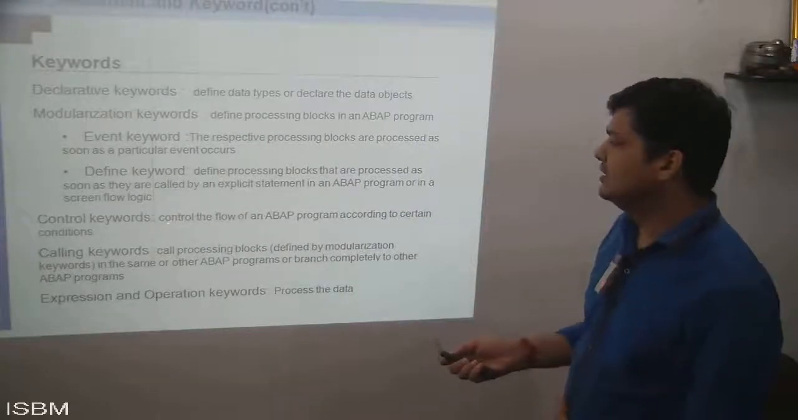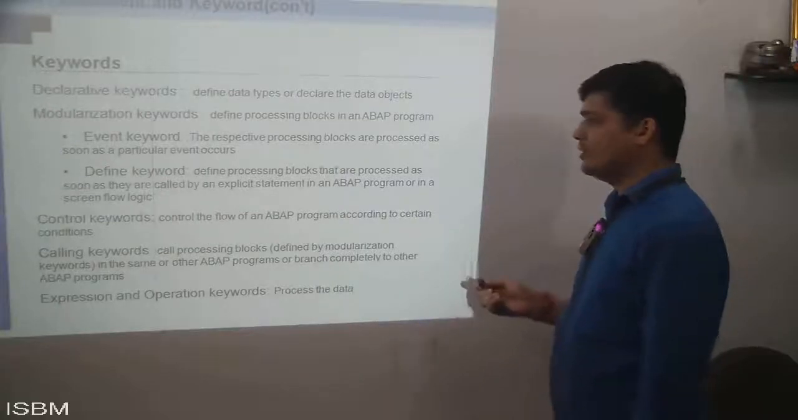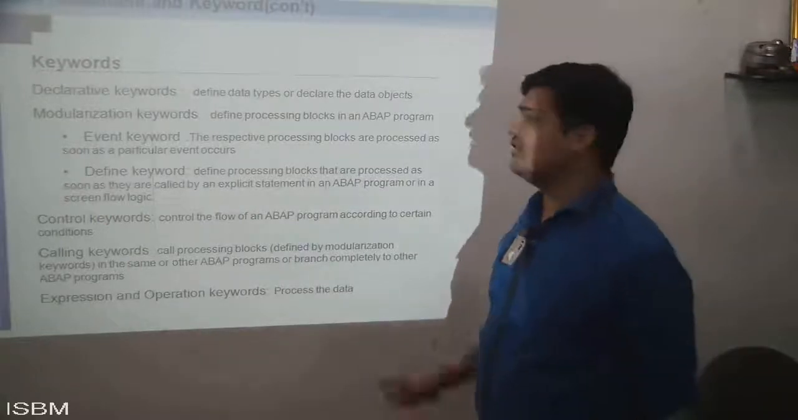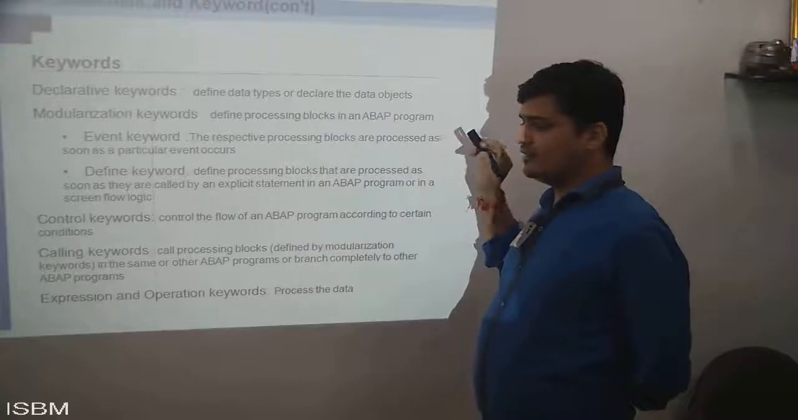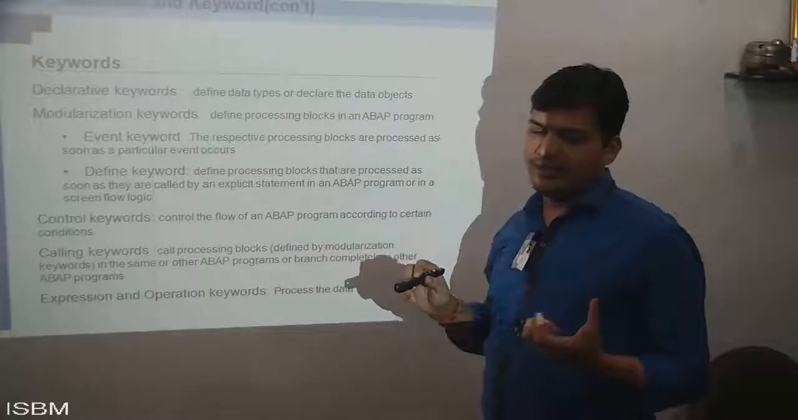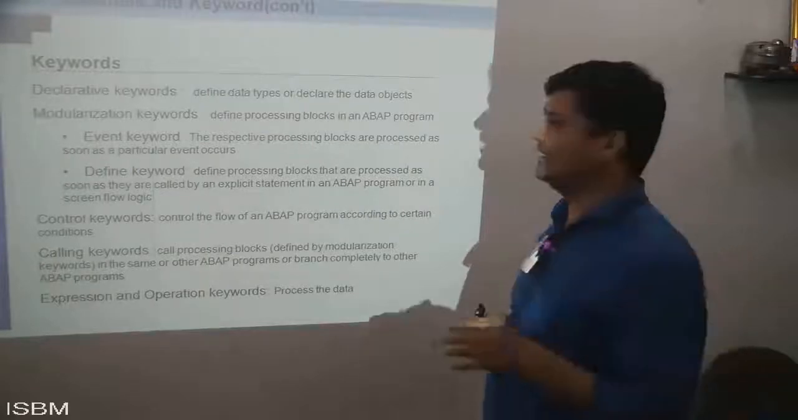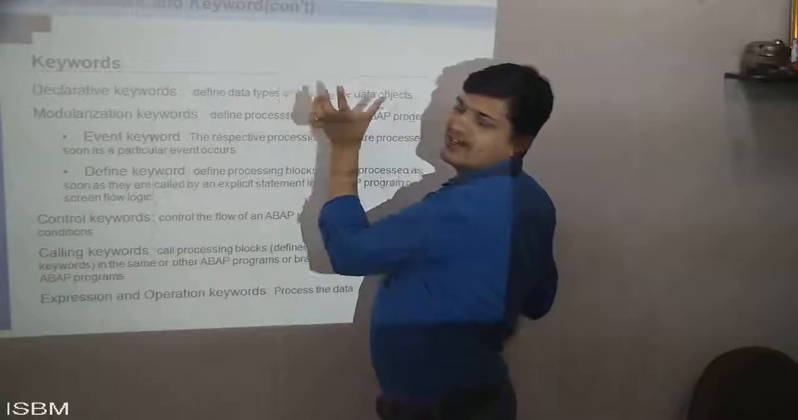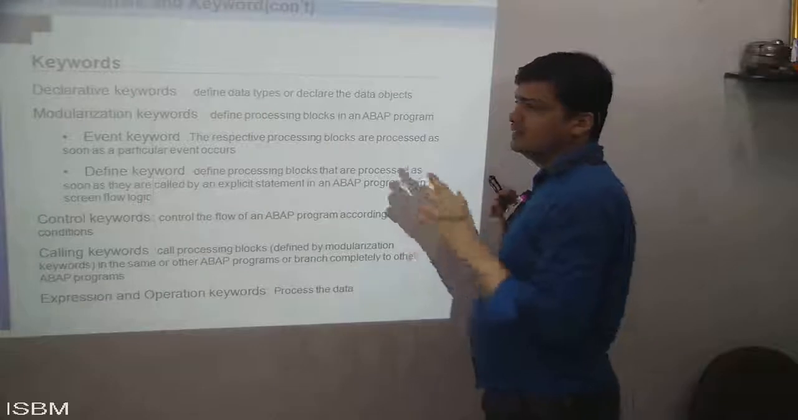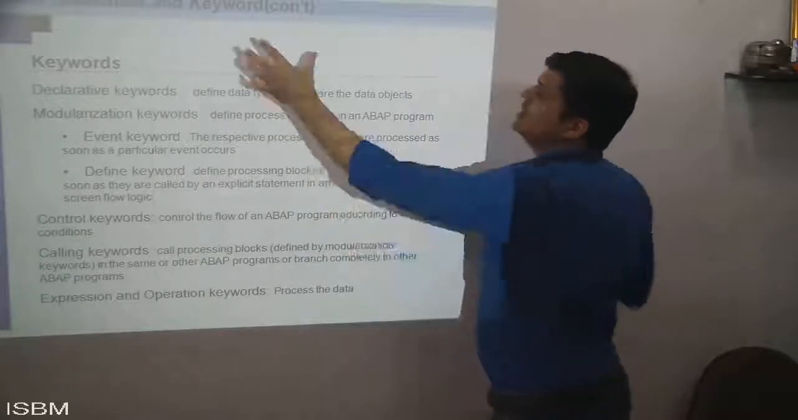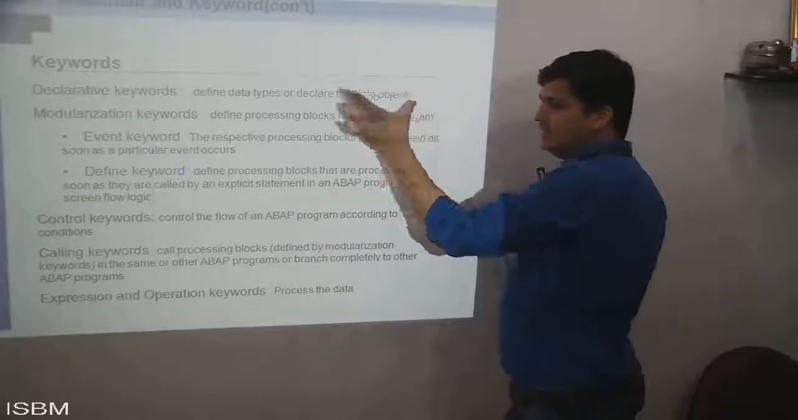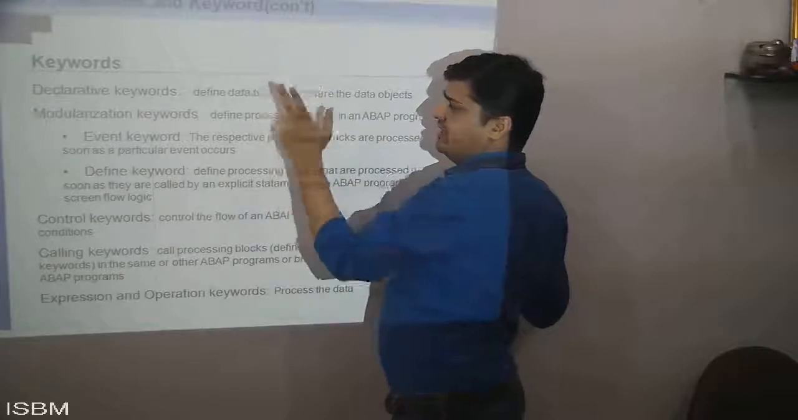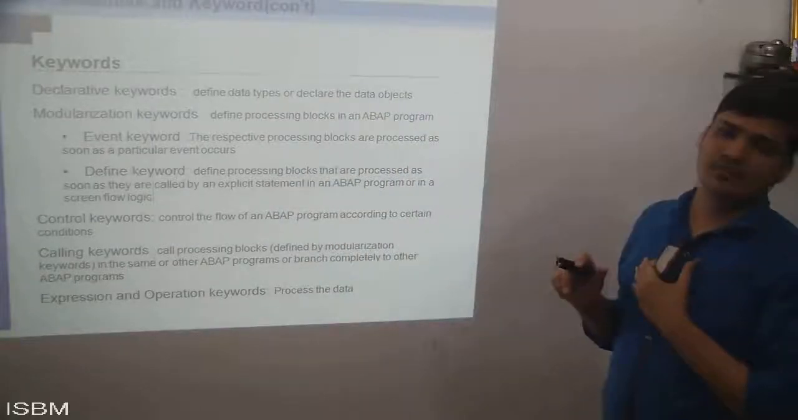Then we have control keywords, which control the flow of the program according to a certain condition, just like if and endif. As an example, I need the names of persons who are active. So we will write: if PERNR, which stands for employee number in SAP, a table field name of any table, is equal to active, then this data has to be shown. So in the control statements we use conditions like if and endif, just like what we use in simple C.